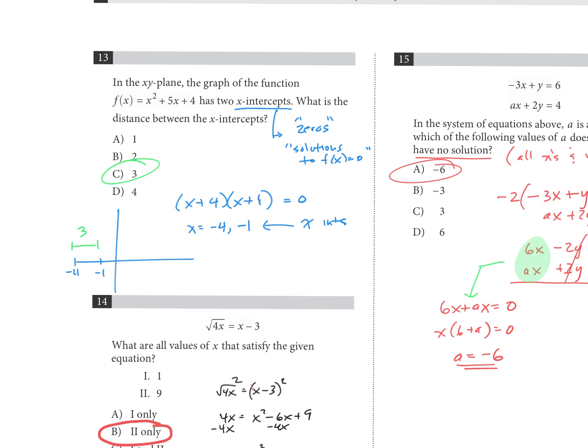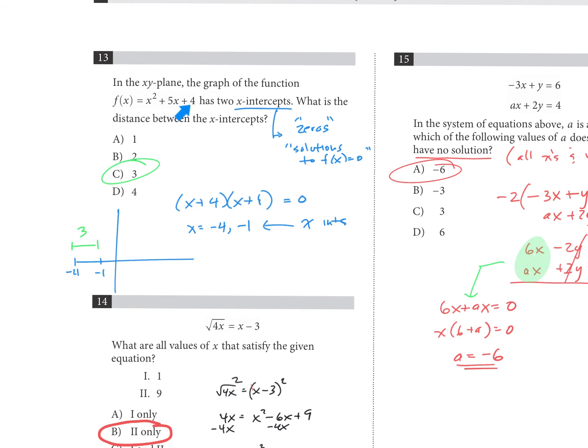All right, number 13. In the xy plane, the graph of the function f of x equals x squared plus 5x plus 4 has two x-intercepts. What is the distance between the x-intercepts? It's a good question. So the first thing I've got to figure out is what are the x-intercepts? We've seen a couple problems where you had to factor, but this is the first one. They call them x-intercepts, but really you're finding the same thing. The points where the graph crosses the x-axis, called x-intercepts, we call them zeros.